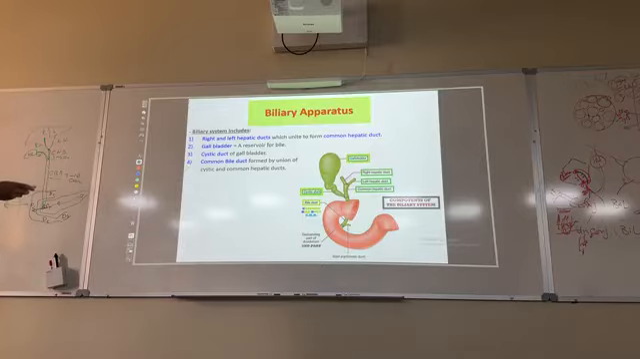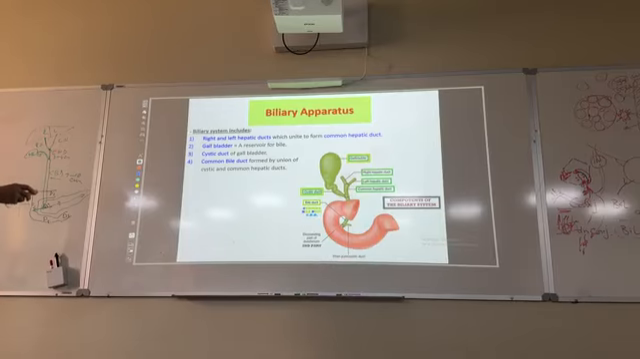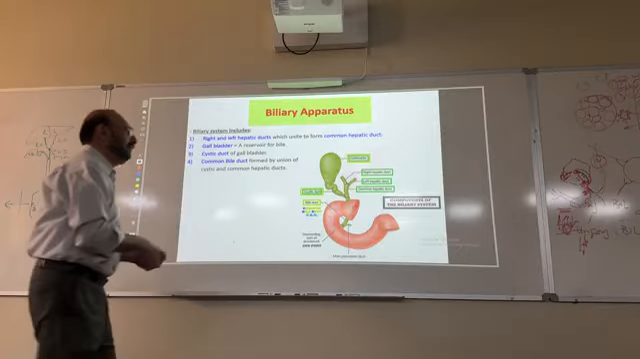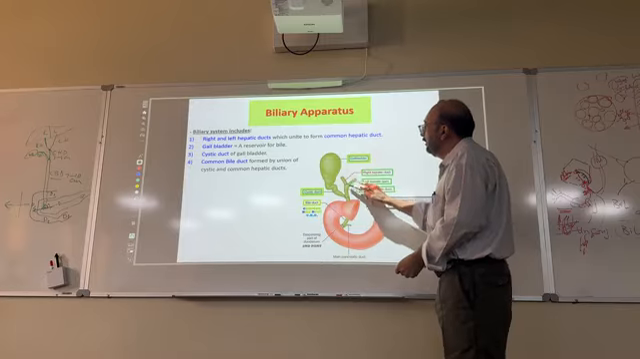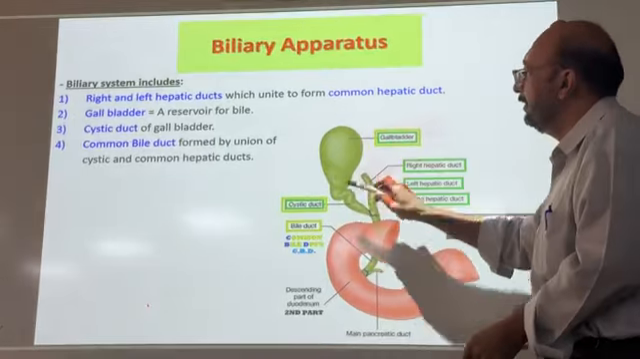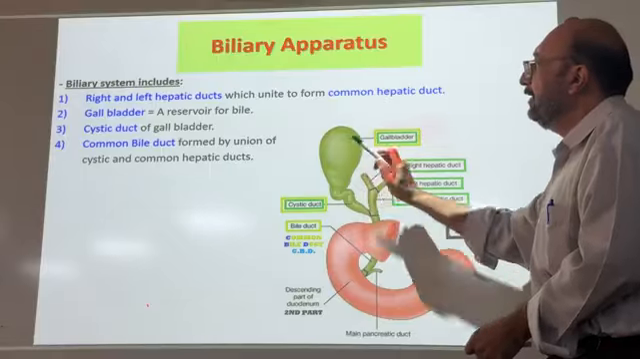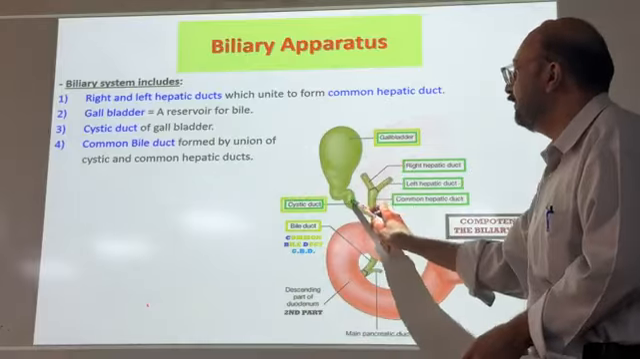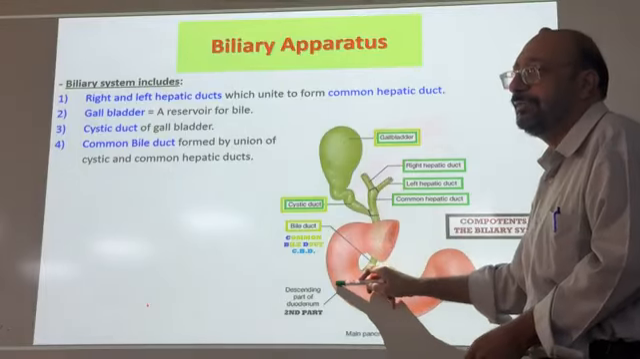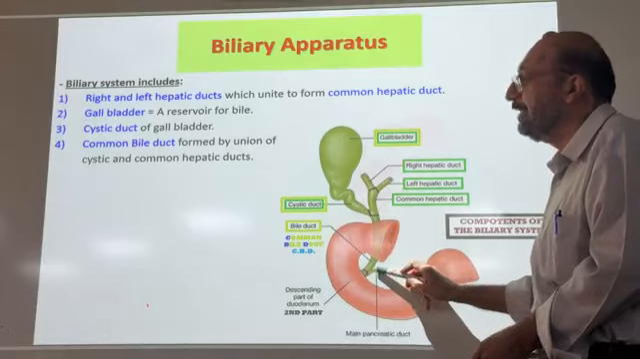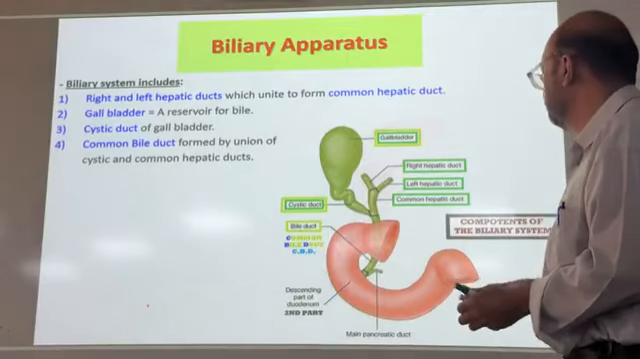So the biliary apparatus is composed of the right and left hepatic ducts, which unite to form the common hepatic duct. Life is easy. Then we have the gallbladder. These are the parts of the biliary apparatus or biliary tract. Then the common bile duct. This is the cystic duct, the joining part, and here is the common bile duct, which will come and open into the second part of the duodenum along with the main pancreatic duct. Clear? Good.